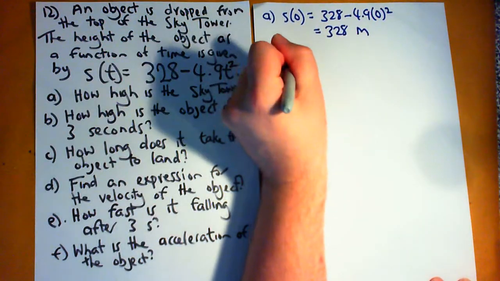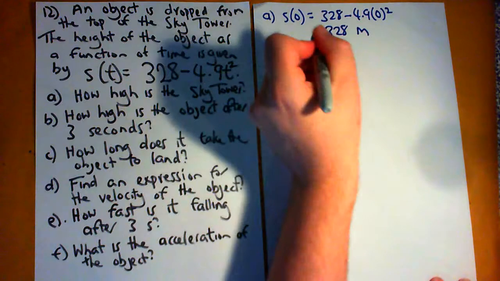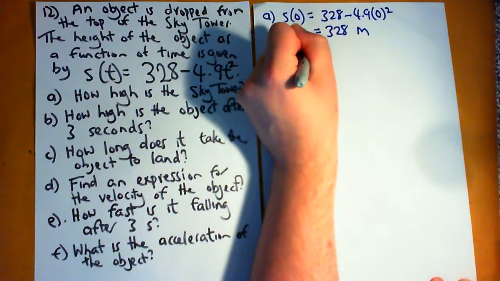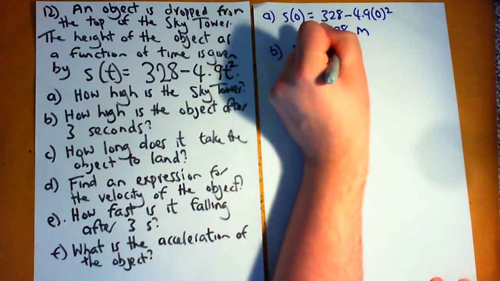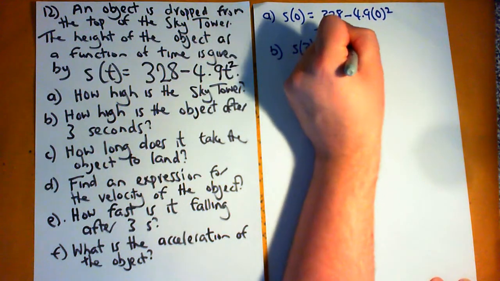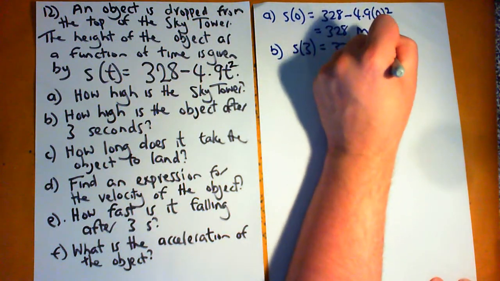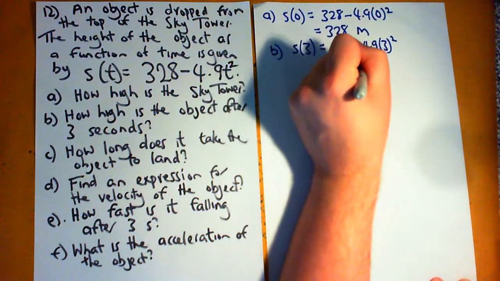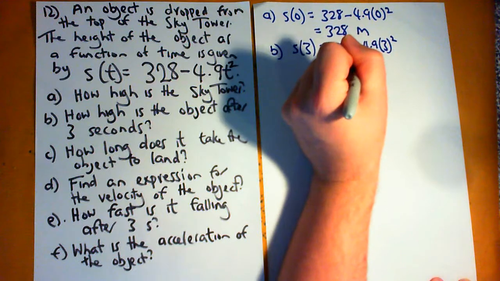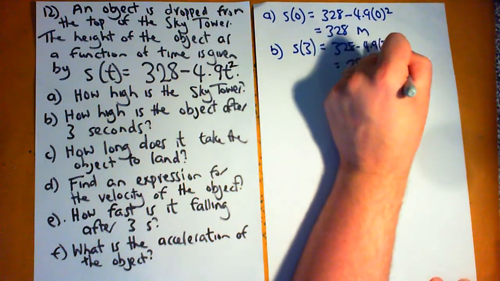Part B, how high is the object after 3 seconds? So we want the height, so we are dealing with s. When time is 3, we get 328 minus 4.9 times 3 squared. And that turns out to be 283.9 metres.